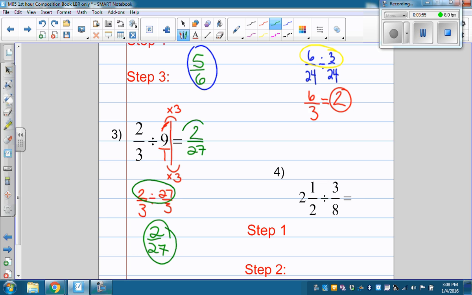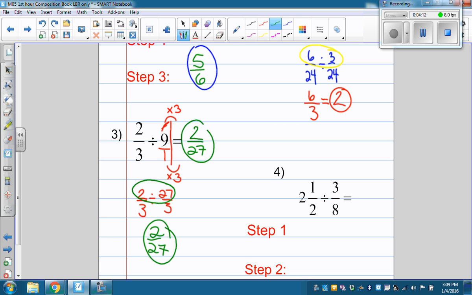So remember to think about that. We're taking 2/3, which is less than 1, and dividing it by a number bigger than 1. So we're getting a very small answer. And that should make sense to you. Since 9 is bigger than 2/3, your answer should be less than 1.